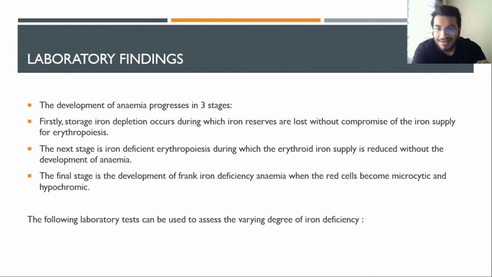So the development of the anemia progresses in 3 stages. Firstly, the storage iron depletion occurs, during which iron reserves are lost without any compromise of the iron supply for erythropoiesis. Then in the next stage, what will happen? Iron deficient erythropoiesis, during which the erythroid iron supply is reduced without any development of the anemia.